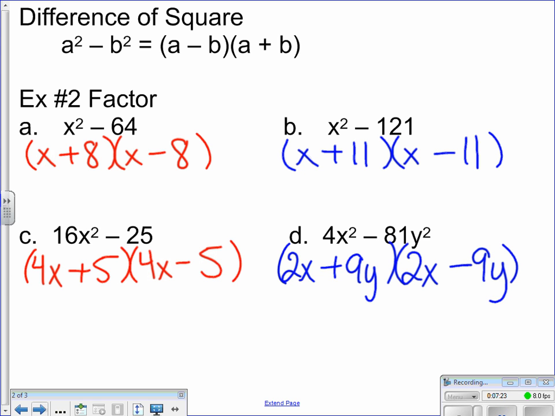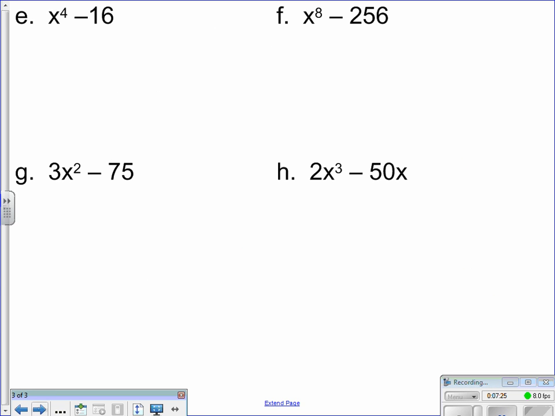All right, and on the last slide, sometimes it's not going to be perfectly obvious that you have a difference of squares. In E, if you notice, we have a higher exponent this time, x to the fourth. But as I said before, anything with an even exponent is a perfect square. So x to the fourth will be x squared, x squared. Now, negative 16, 16 is a perfect square. So we have good times and bad times.